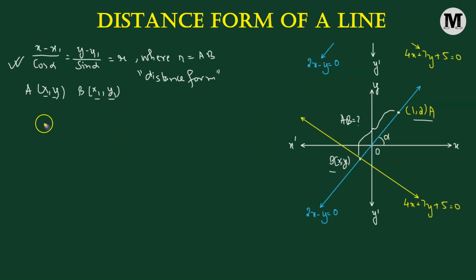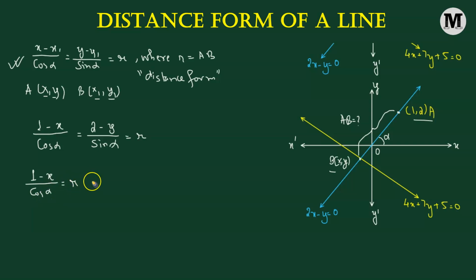So when we apply the distance form, we will have (1 - x)/cos(alpha) = (2 - y)/sin(alpha) = r, which means that we now have (1 - x)/cos(alpha).